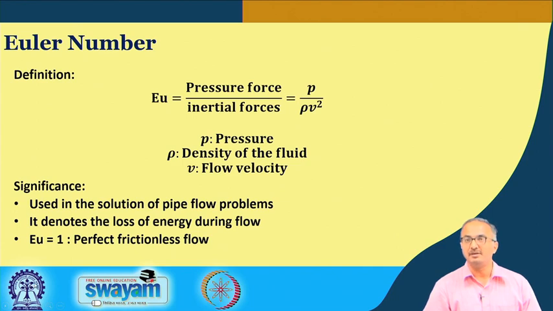Next, we come to the Euler number. This is also related to the flow situation. In this case, we have the pressure force versus the inertial forces. We found this in one of our derivations earlier, and you can see that when we have Euler number equal to 1, we have a perfectly frictionless flow. That means the pressure force is equal to the inertial force. Pressure loss is due to both inertial flow as well as viscous loss. Okay. So, if the viscosity effect may be neglected, then the pressure loss is purely due to the inertial effect, and that comes from the Bernoulli equation.